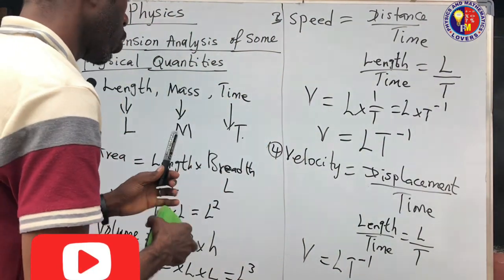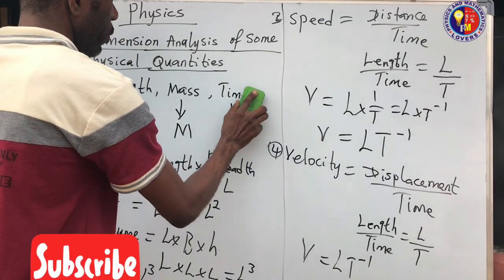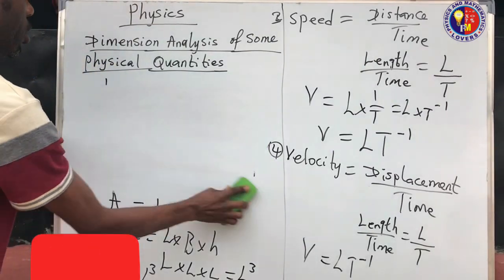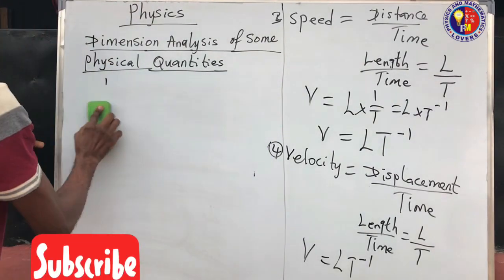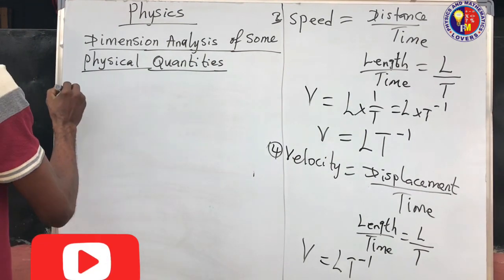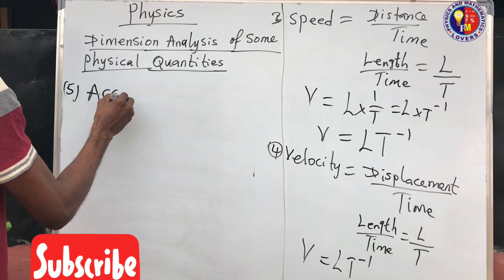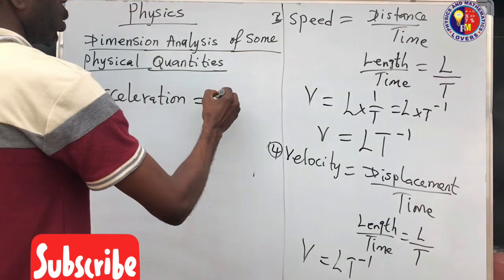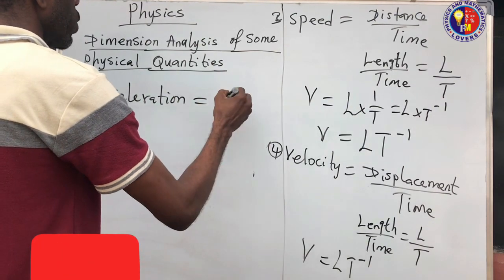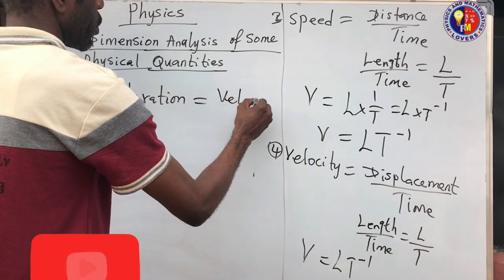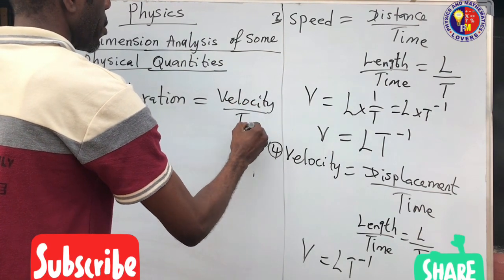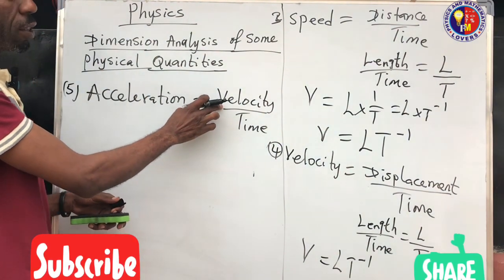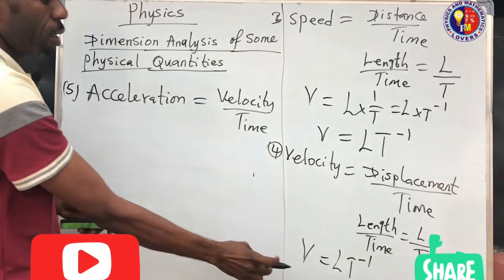Which other one can we look at? Okay, let's look at acceleration as our number 5. What is the formula for deriving acceleration? Acceleration is defined as change in velocity over time. In this case, we have already derived the dimension of velocity. What we just need to do is put it here. This is our velocity here.